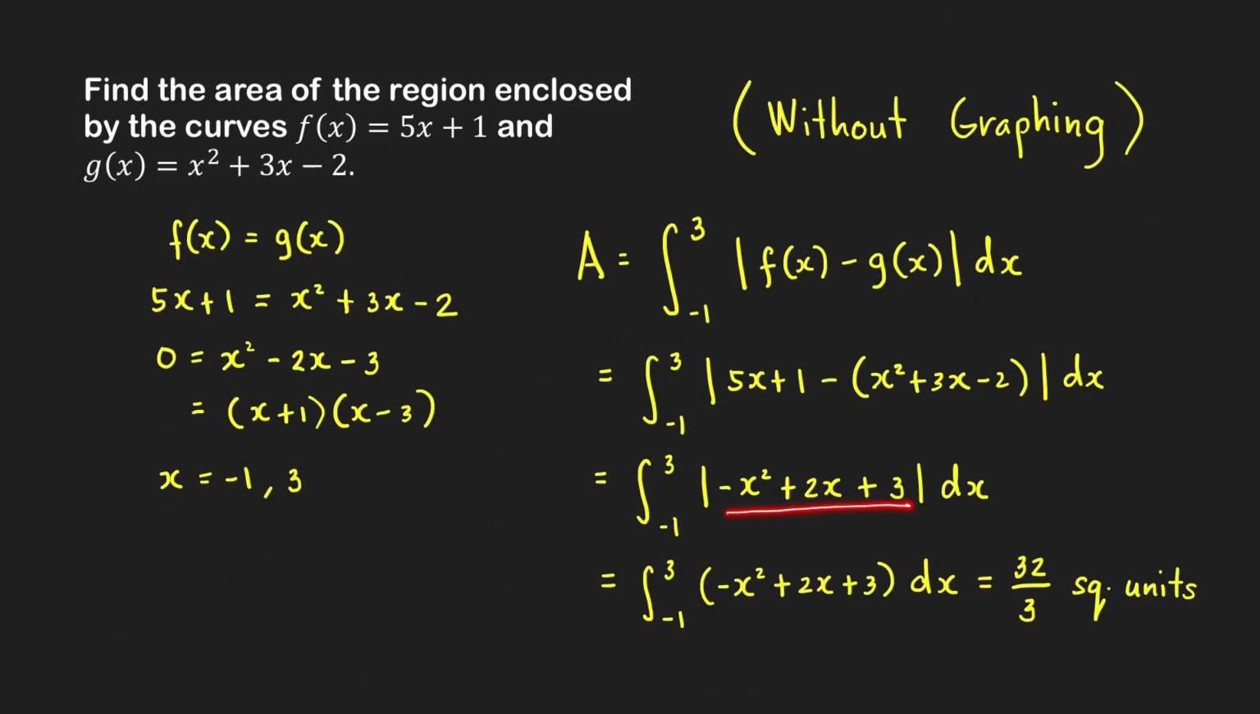Now, to evaluate this integral, we have to remove the absolute value. But we need to determine whether this expression here is greater than or equal to 0 or less than or equal to 0 on this closed interval -1 to 3. So as I said a while ago, we just have to plug in some value between -1 and 3. So let's say plug in 0, you'll get here 0 plus 0 plus 3. It's positive. So we are sure that on this closed interval, this is greater than or equal to 0. And since it is greater than or equal to 0, its absolute value is just equal to itself. And we have evaluated this integral already a while ago, and we got 32 over 3 square units.